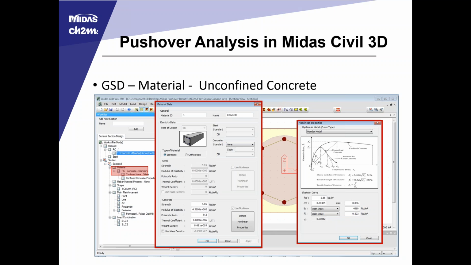And also, down in the bottom right of the material data window is the nonlinear property window. One thing to note here is, although we're defining the unconfined concrete, the model we choose for the nonlinear property of the unconfined concrete will be the default model that's used for the nonlinear properties of the confined concrete. So it's important to choose the consistent model between those two. In this case, I've chosen Mander's model.